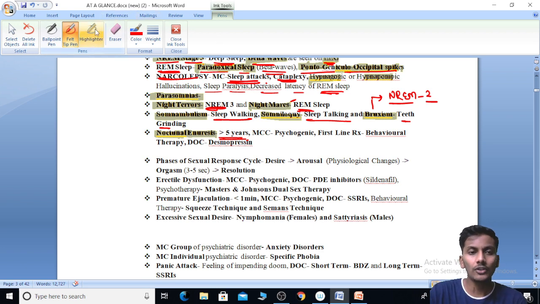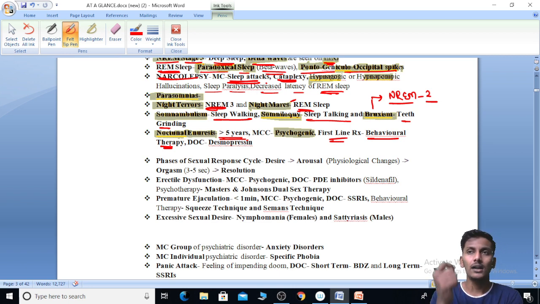The most common cause of nocturnal enuresis is psychogenic. Important, remember. Then what is the first line treatment? Remember, guys, we tend to mark first line treatment as desmopressin. No, please remember, the first line treatment would only be behavioral therapy. We will teach the child, make it a habit of going and urinating in the toilet itself. We can put bed alarms. A bed alarm image can come.